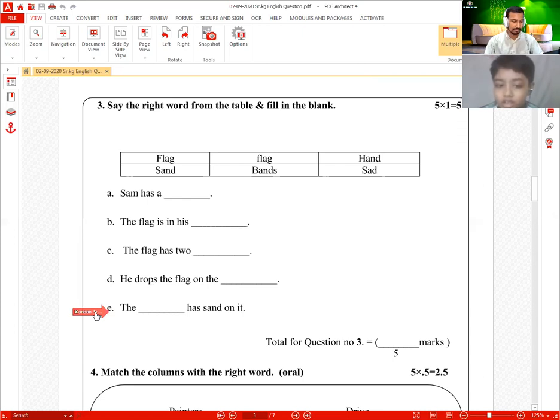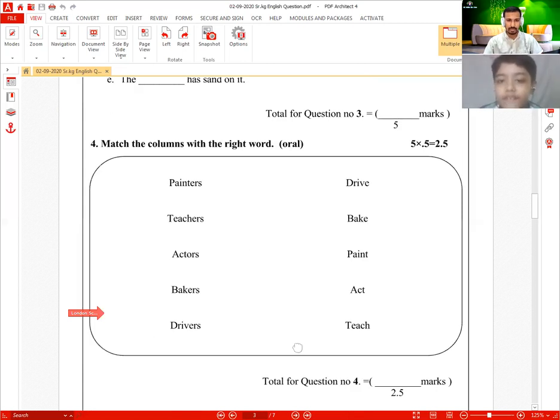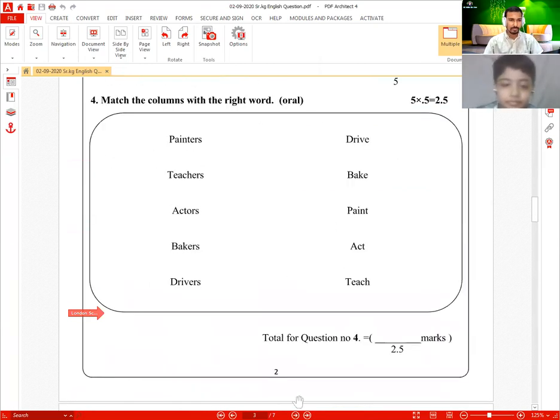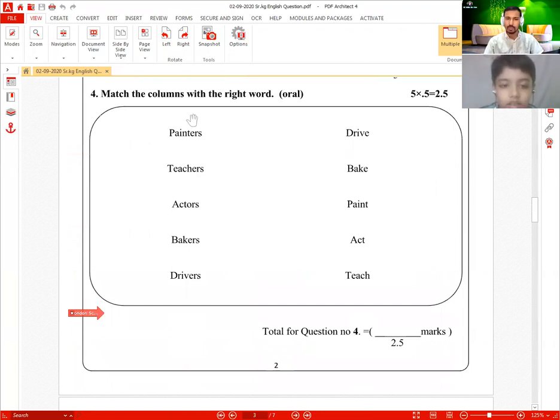Think and say. Sand. Think. Then this, D. He drops the flag on the dash. Say it again. He drops the flag. Sand. Yes, now it's correct. Now, number E. The dash has sand on it. The flag. Okay, correct. Where is F number? There is no F. Only E. Up to E. Five. Okay.